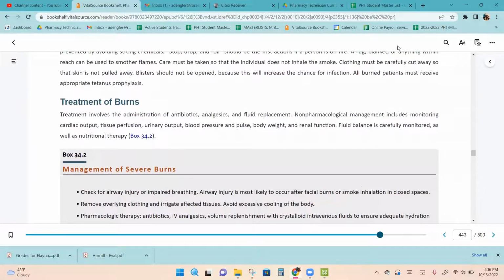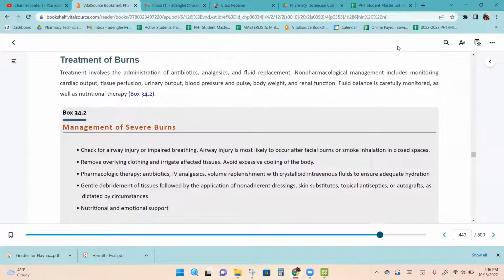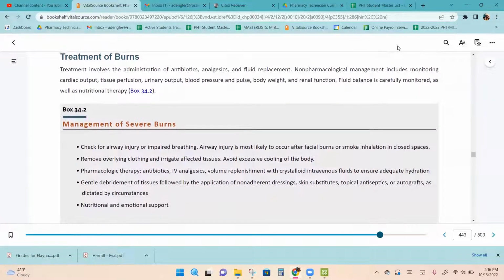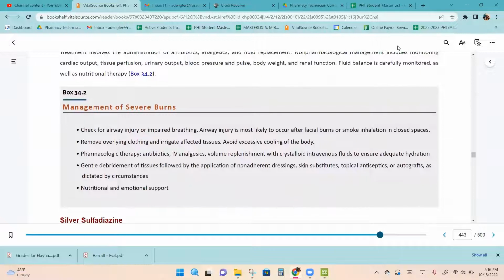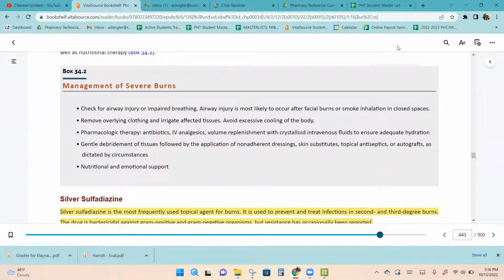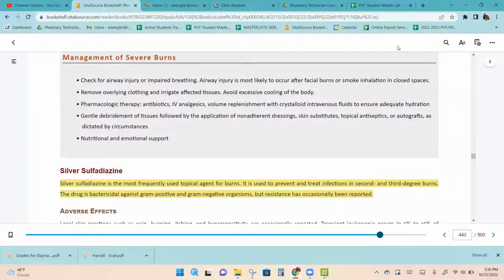All burn patients must receive appropriate tetanus prophylaxis. Treatment involves the administration of antibiotics, analgesics, and fluid replacement. Non-pharmacological management includes monitoring cardiac output, tissue perfusion, urinary output, blood pressure, pulse, body weight, and renal function. Fluid balance is carefully monitored as well as nutritional therapy. So box 34.2 lists management of severe burns.